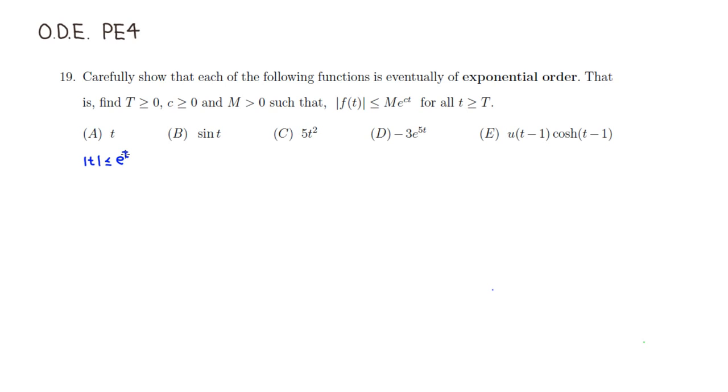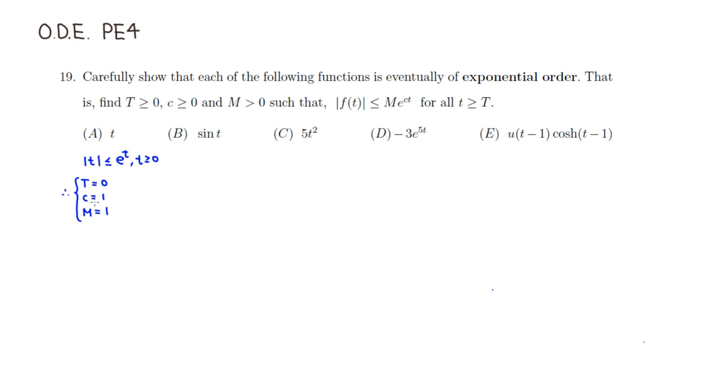So we can take t, capital T, to be 0, since this is starting from 0, and let's see, c to be 1, because the number in front of t is 1, and then also capital M is going to be 1.